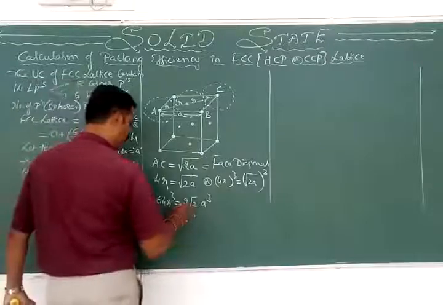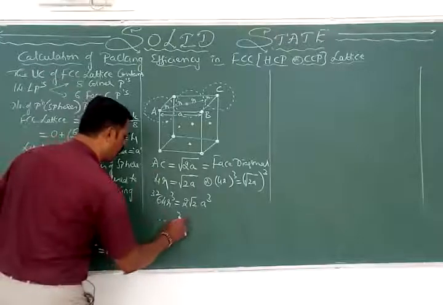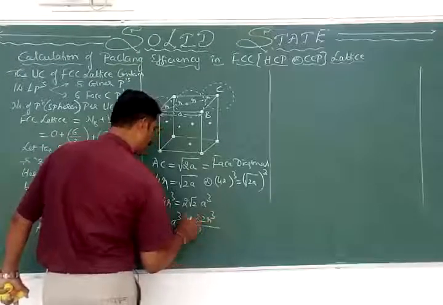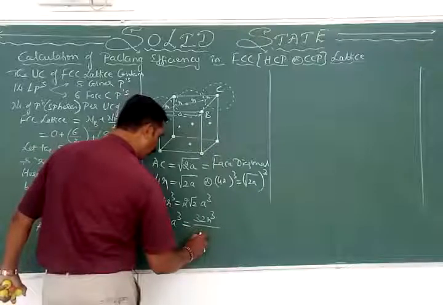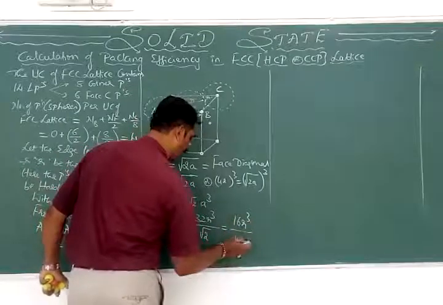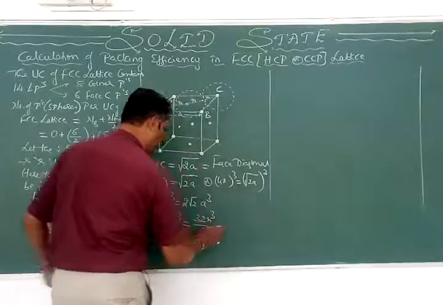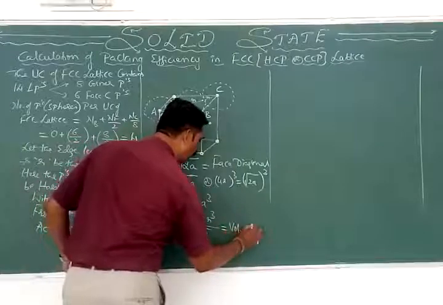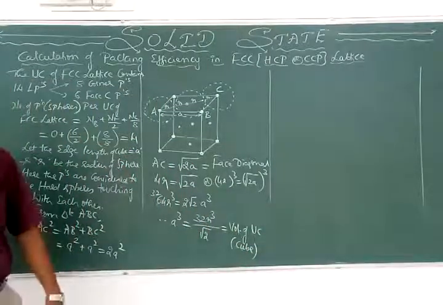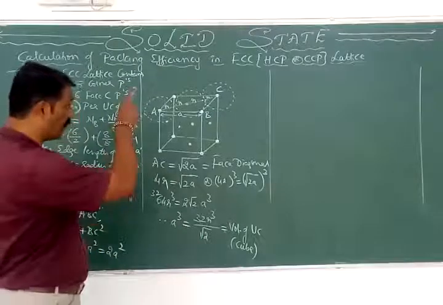So now, 32 on both sides. Therefore, what is A cube here? A cube is 32R cube divided by root 2. Sorry, it is not 16R cube here, it is 32R cube divided by root 2, and this is called the volume of the unit cell, that is the cube also. Volume of the unit cell, or simply it is also called the cube. It is not the body centered cube, it is the face centered cube.